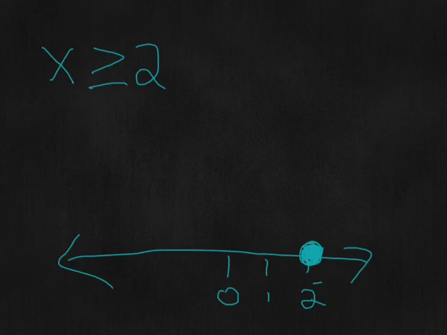So x is greater than or equal to 2. I'm actually going to change my color here so it stands out. So I color in my circle, and I need all the numbers greater than, so my arrow goes to the right.